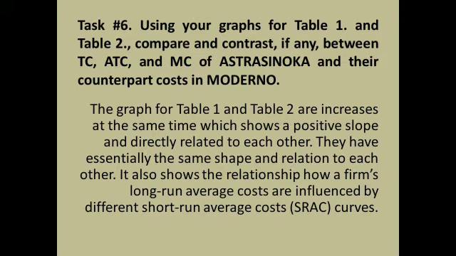Task number 6. Using your graphs for Table 1 and Table 2, compare and contrast, if any, between TC, ATC, and FC of AstraZeneca and their counterpart costs in Moderna. So my short answer for this is that the graphs for Table 1 and Table 2 increase at the same time, which shows a positive slope and that they are directly related to each other. So they have essentially the same shape in relation to each other. It also shows how a firm's long-run average costs are influenced by different short-run average costs, the SRAC curves.